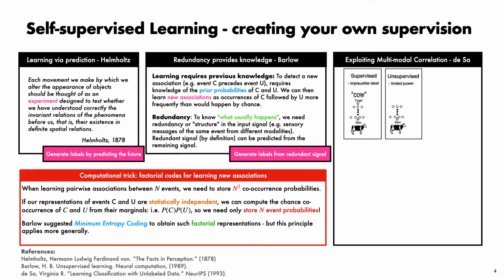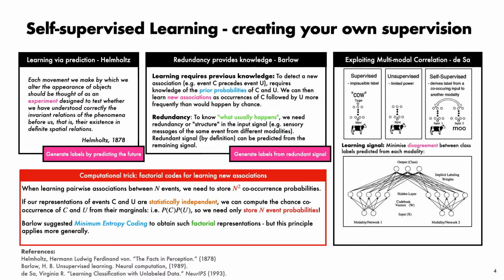Unsupervised learning takes in the same cow image and seeks to learn a powerful representation of it without labels. In the self-supervised approach proposed here, labels are derived from co-occurring inputs across modalities, providing redundant signal. Learning then proceeds by minimizing the disagreement between class labels predicted from each modality, rather than matching predictions against an external annotation set. This is an idea that underlies a number of modern approaches.